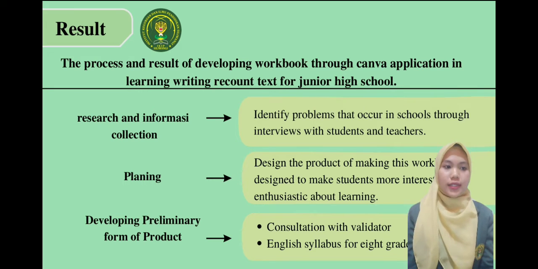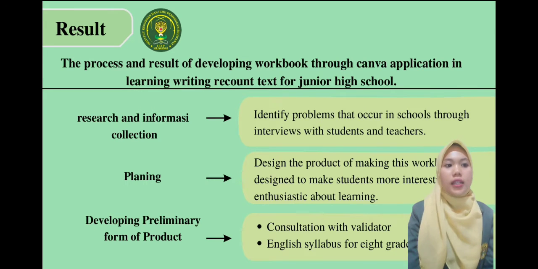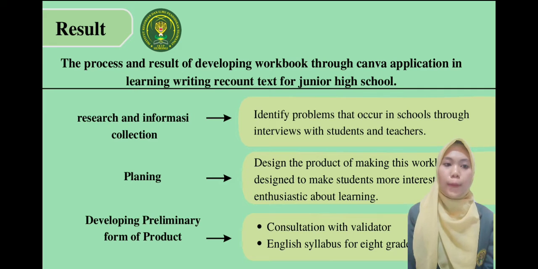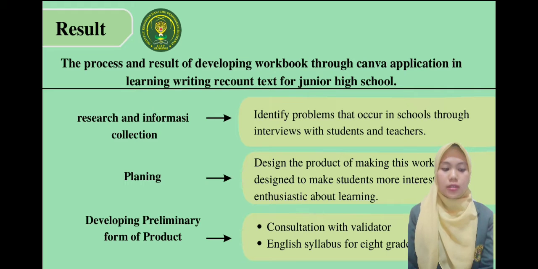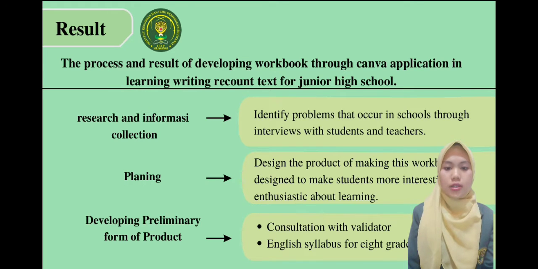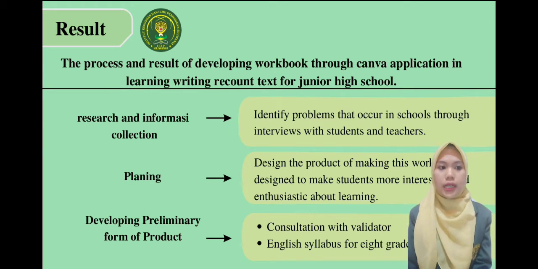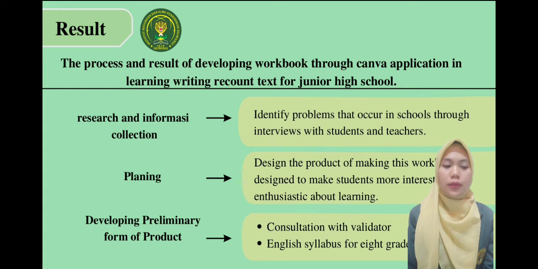The next slide is the result, the process and result of developing a workbook through Canva application in learning writing recount text for junior high school. The researcher used steps from Borg and Gall, which have been modified by the researcher, to answer the research question. Number 1 is research and information collection, to identify problems that occur in school through interviews with students and teachers.